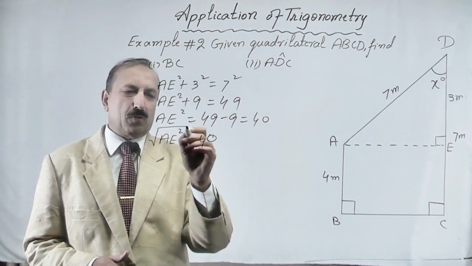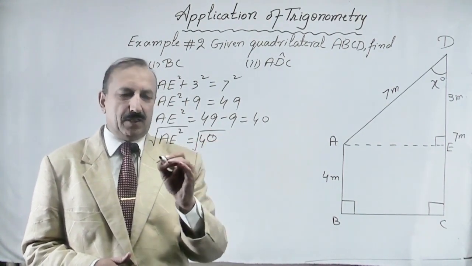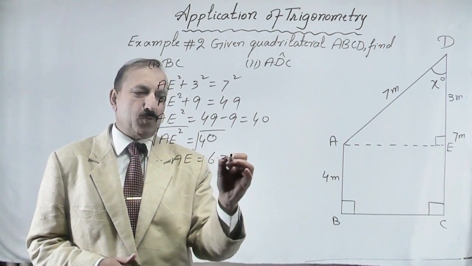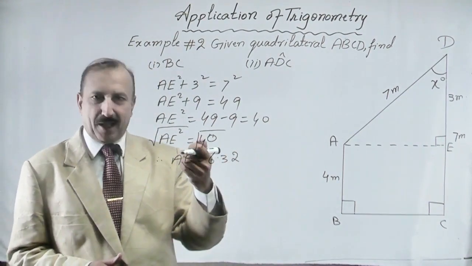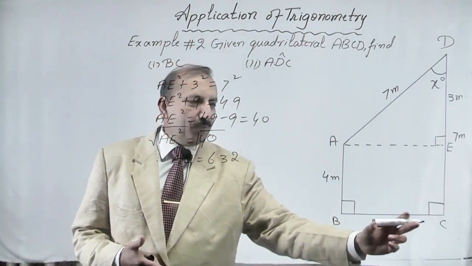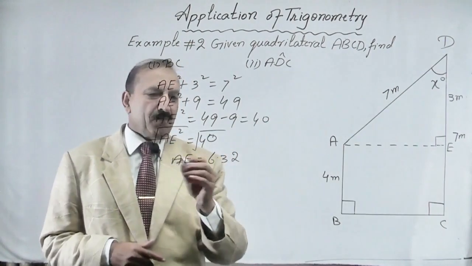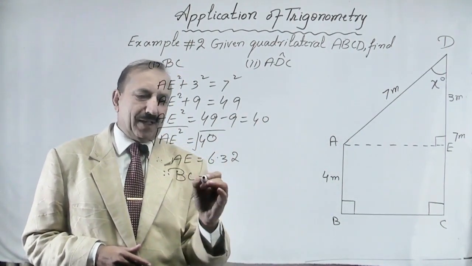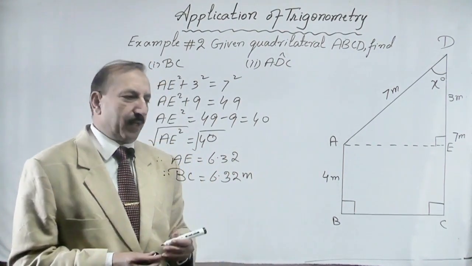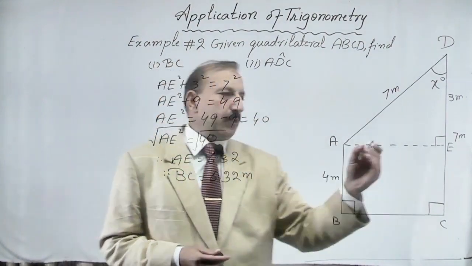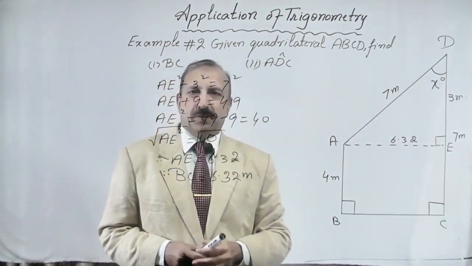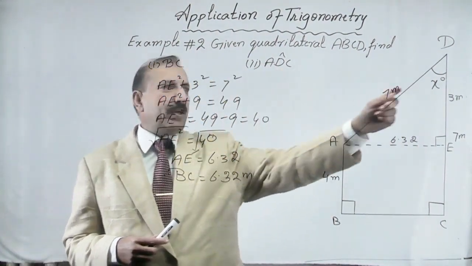Let's operate square root on both sides to get the value of AE. Therefore, AE is equal to 6.32 with the help of a calculator. Get a calculator, operate this one, you will get this value. And we have labeled, actually we need to find BC, which is equal to this one. So BC has the same value as AE, 6.32 meter is the value of BC.